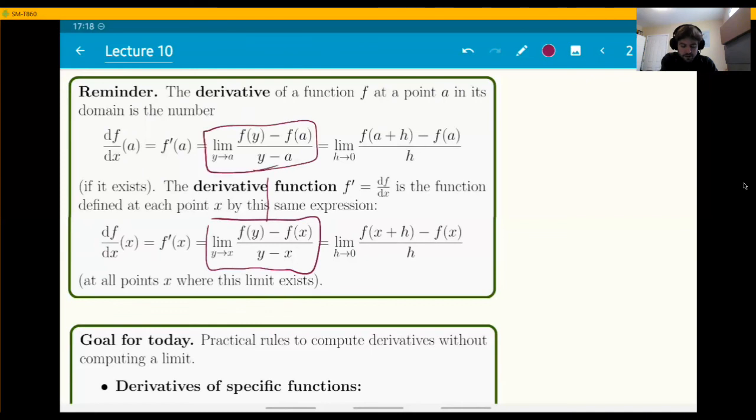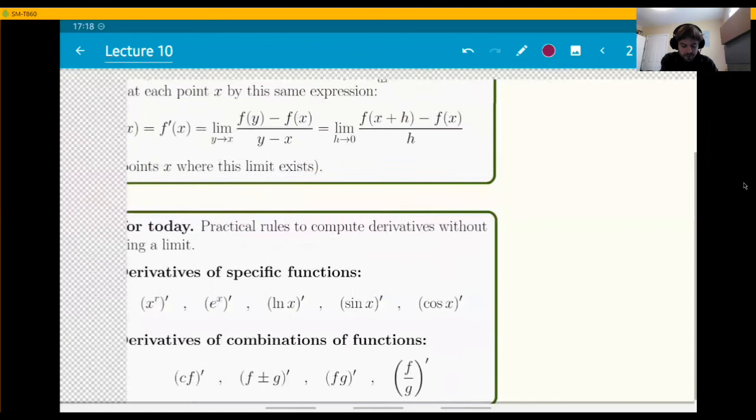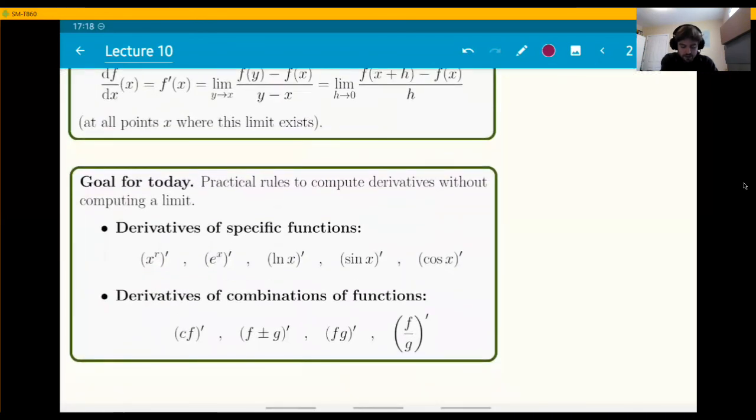All right, so this is the notion of a derivative, and we have computed a few of them last time by using this definition, but I had also mentioned that we basically never do that. There are practical rules that help you to do this calculation without having to compute a limit. That's the goal for today. The goal for today is practical rules to compute derivatives without having to compute a limit.